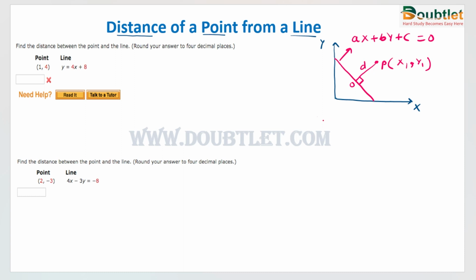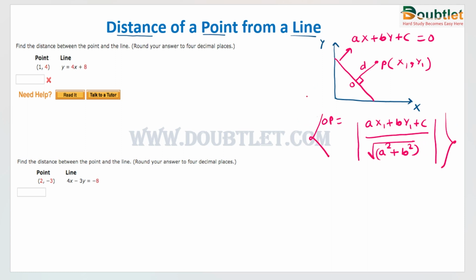So if we need to find the distance OP, then we will use the formula. What we will do, we will replace x by x1, y by y1. So this will become the modulus of ax1 plus by1 plus c divided by under root of coefficient of x whole square plus coefficient of y whole square, and we need to find the modulus of this. So this is how we will find the distance of a point. This is the general formula. Now based on this concept, we will solve these two examples.